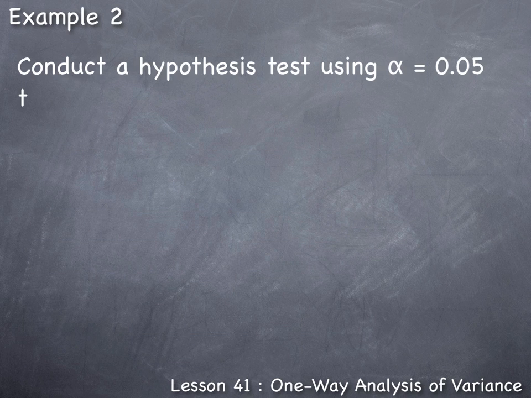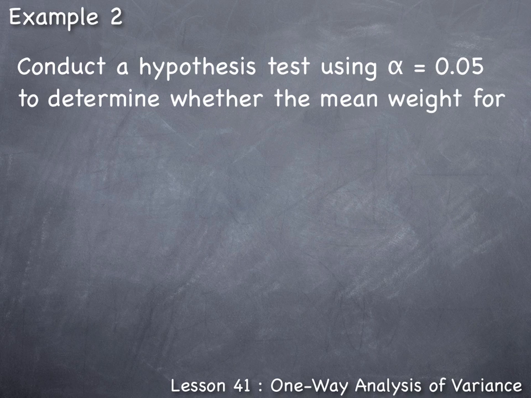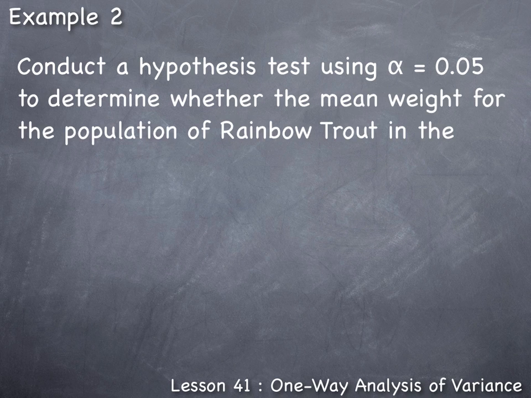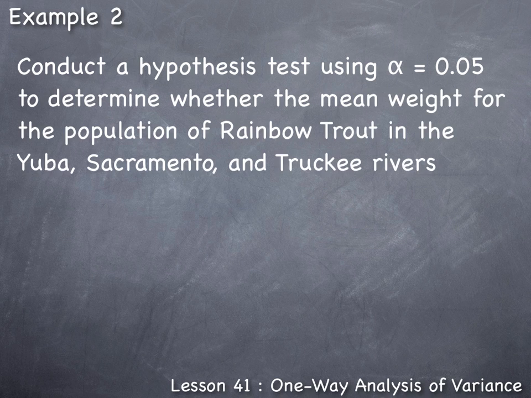Conduct a hypothesis test using alpha equal 0.05 to determine whether the mean weight for the population of rainbow trout in the Yuba, Sacramento, and Truckee rivers are all equal. So in this example, we're going to conduct a hypothesis test using the customary alpha equals 0.05 to determine whether the mean weight for the population of rainbow trout. Thus, this test involves the population parameter mu for the mean weight in the Yuba, Sacramento, and Truckee rivers.